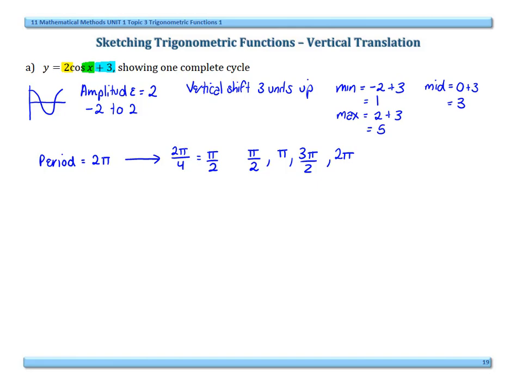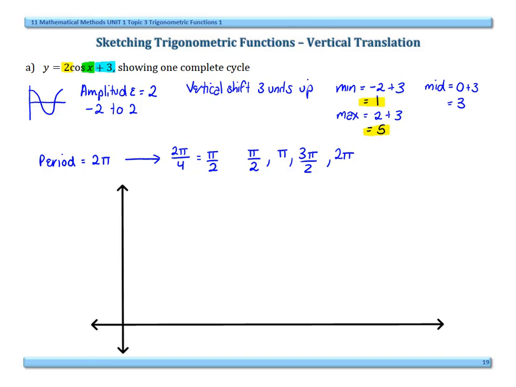Okay, so now we need to draw our axes, but remembering when you draw them that the graph's being translated up. So your minimum is 1 and your maximum is 5. So remember that when drawing your axes, because you're going to need that x-axis a lot lower than normal. Okay, so hopefully you can see why I've placed the x-axis so low, but when I put in my scale, it'll become clearer. So our x-axis is our pi on 2, pi, 3 pi on 2, and 2 pi. Our min is 1 and our maximum is 5.